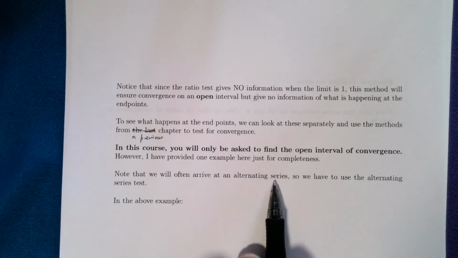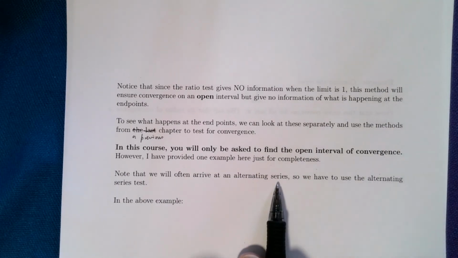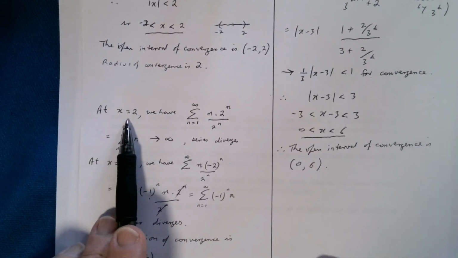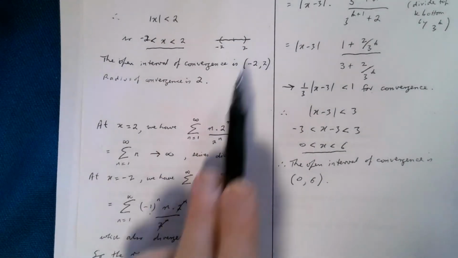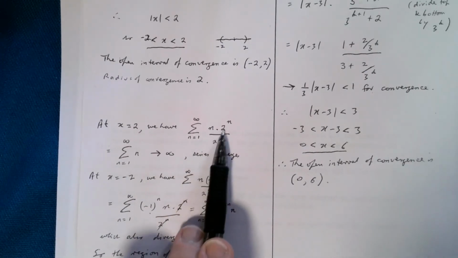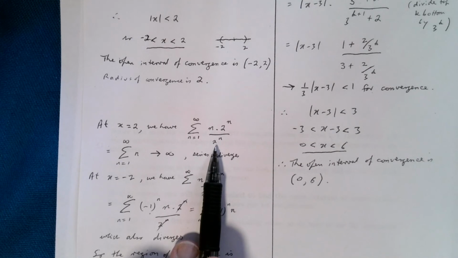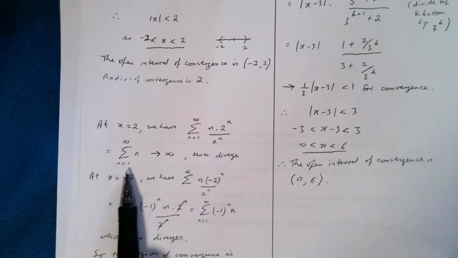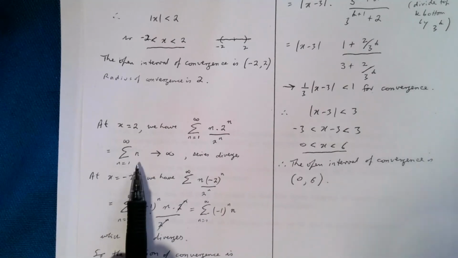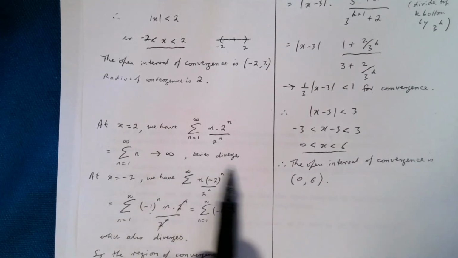We'll have to use alternating series when we're doing these often. So just to show you what happens here. So using that previous example, if we plug x equals 2, that was one of the endpoints, plug x equals 2 into the series, then we get n times 2 to the n over 2 to the n. 2 to the n's cancel, and I just get sigma n. Well, that clearly goes off to infinity. This is 1 plus 2 plus 3 forever. So the series diverges.